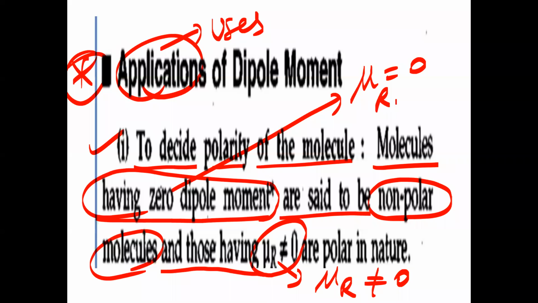If the resultant dipole moment is equal to zero, that is a non-polar molecule. If the resultant dipole moment is not equal to zero, that is polar in nature, a polar molecule. For the molecule to be polar, its resultant dipole moment should not be equal to zero. And for the molecule to be non-polar, the resultant dipole moment must be zero or very near to zero. Take the screenshot of this.